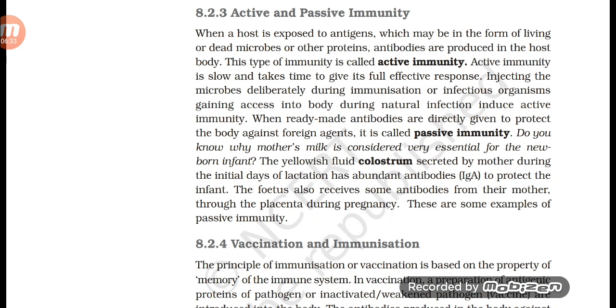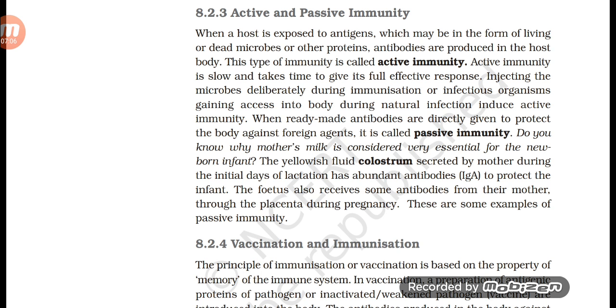When a host is exposed to antigens, which may be in the form of living or dead microbes or other proteins, antibodies are produced in the host body, and this type of immunity is called active immunity. Active immunity is slow and takes time to give its full effective response. Injecting microbes deliberately during immunization, or infectious organisms gaining access into the body during natural infection, induce active immunity. When ready-made antibodies are directly given to protect the body against foreign agents, it is called passive immunity.